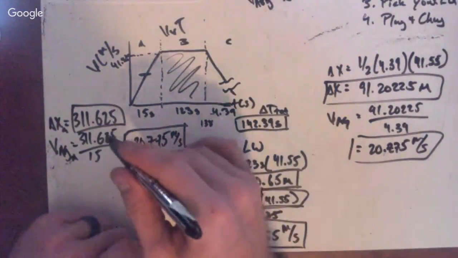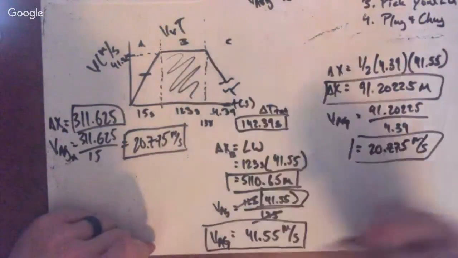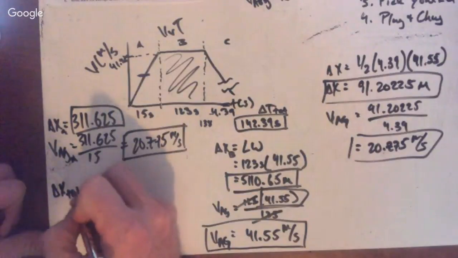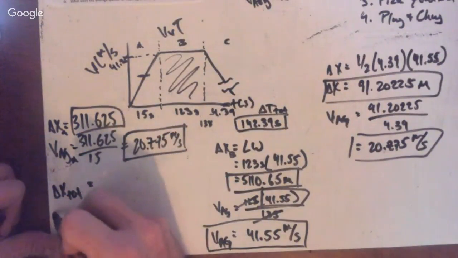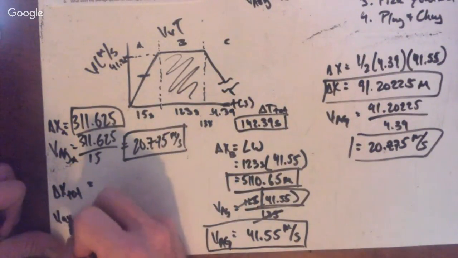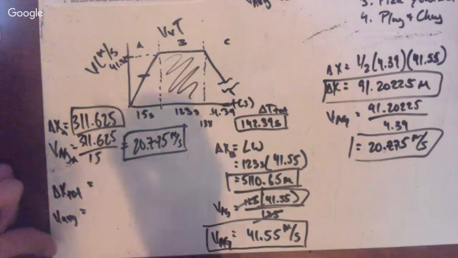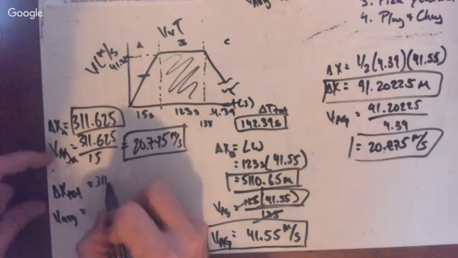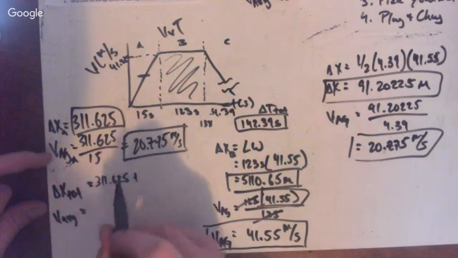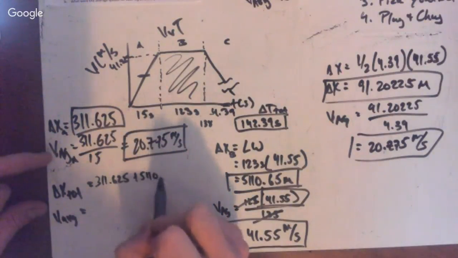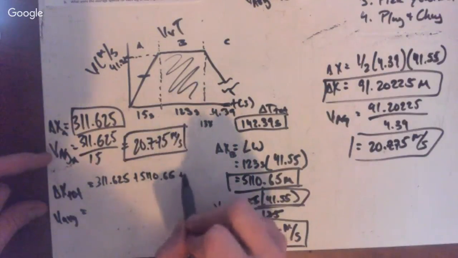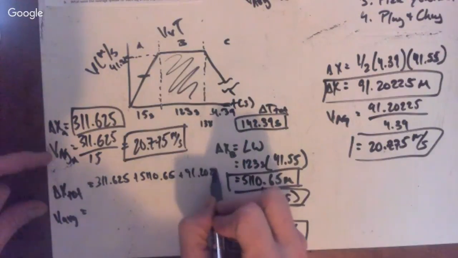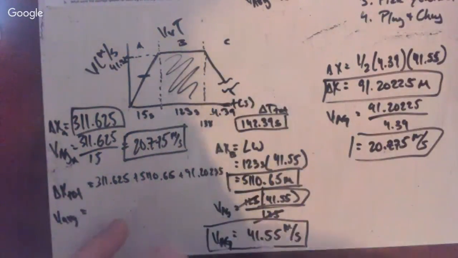Okay, but let's go ahead and do the last little bit. We already got our distances and our average velocities for each chunk. So let's go ahead and solve our delta x total and our v average for the whole thing. Okay, so our delta x total is going to be 311.625 plus 5111.65 plus 91.20225. So let's punch that in.